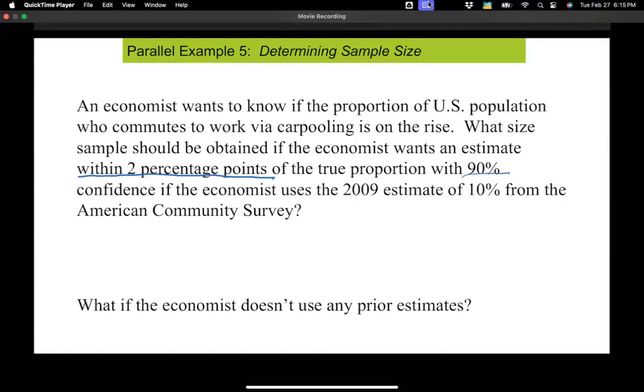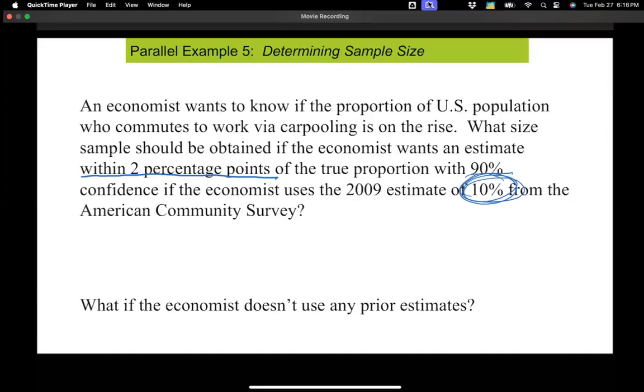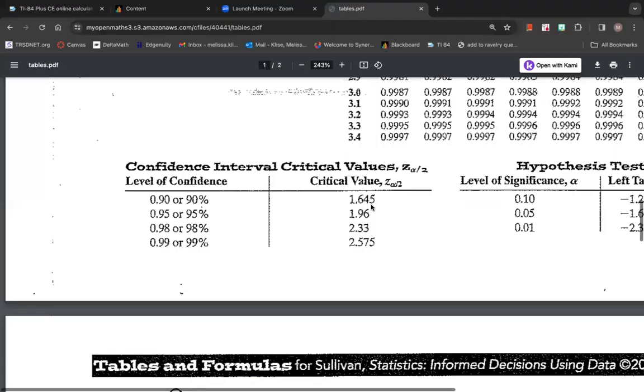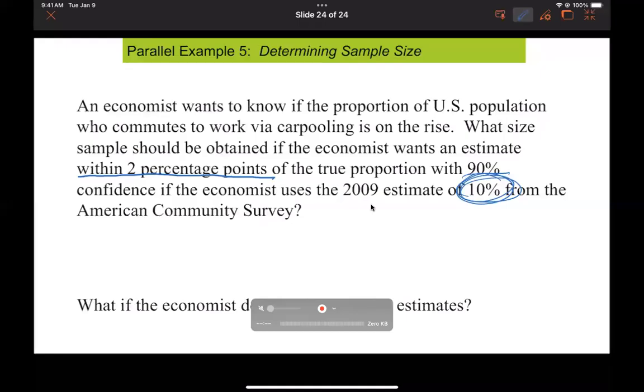And we estimate 10% from a previous survey. So our prior estimate, our P hat, is going to be 0.1. Once again, 90% back here gives me 1.645. That's my Z. I'm going to write that right down here, Z sub alpha divided by 2, 1.645.